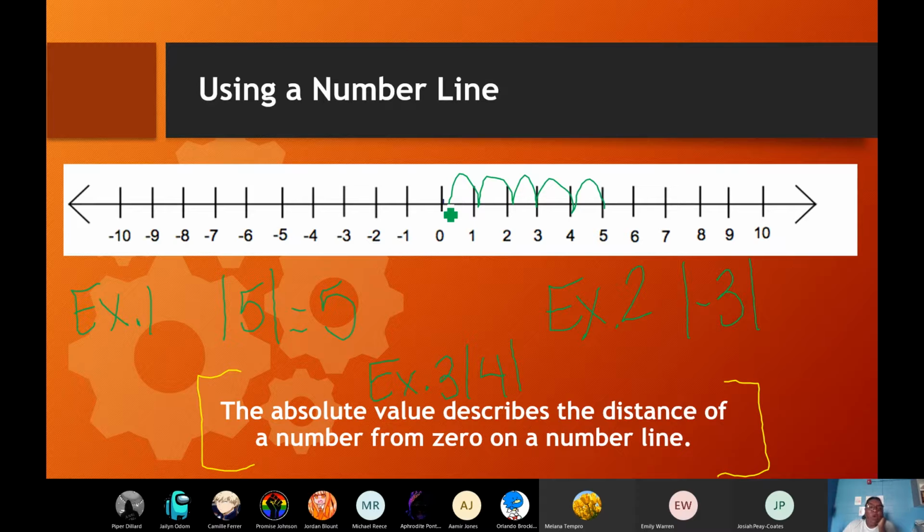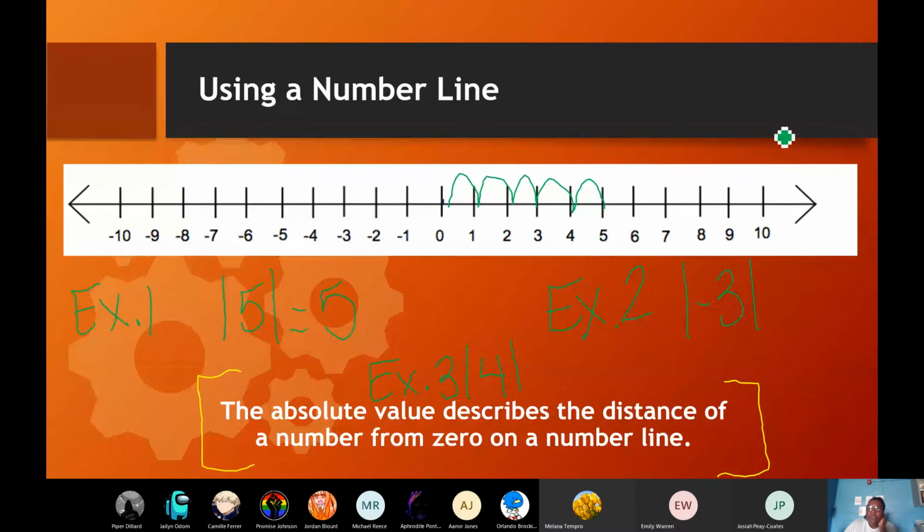I have a question. Is there any other number on this number line that also has an absolute value of 5? -5. Very good, Josiah. It's the same amount of jumps, right? 5 jumps from -5 to 0.